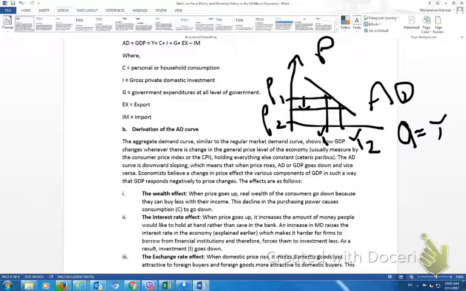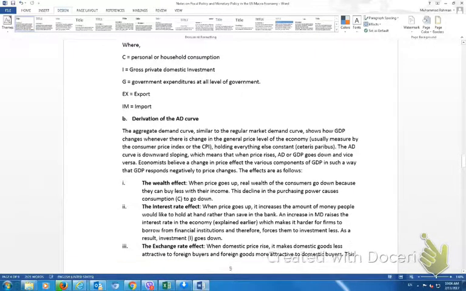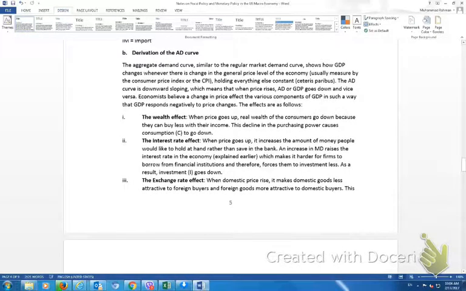The first one is called the wealth effect. The wealth effect is almost completely associated with consumption. When the price level goes up, the real income of consumers goes down, which means their purchasing power goes down. What does that mean? It means that when prices go up, with your income you can now buy less. So your real purchasing power goes down, so you buy less. Therefore, when price goes up, your consumption goes down. It's a very simple argument, but consumption goes down because your wealth goes down.